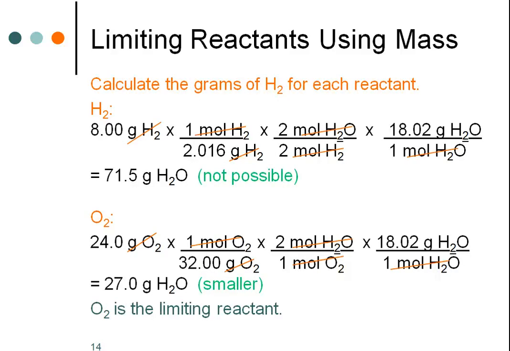Here we go. You've got 8 grams of hydrogen. I'm going to convert. We used very exact numbers here, 2.016 grams of H2, 1 mole. So now I've got mole numbers. There's my mole ratio. This is my mass of product. I'm going to be making water here. So hypothetically, I can make 71.5 grams of water if I use up all 8 grams of hydrogen. Oxygen, starting off with 24 grams divided by its molar mass. My molar ratio is 2-to-1 now. The molar mass of water, in this case, a very exact 18.02 over 1, which will give me 27.0 grams of water.